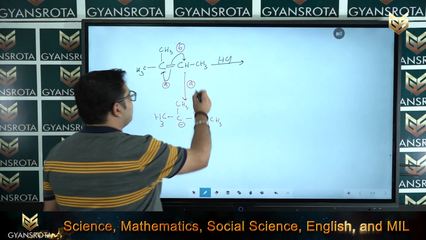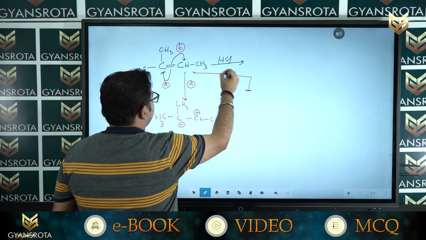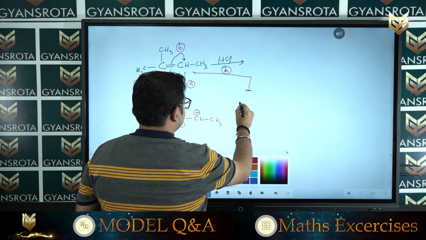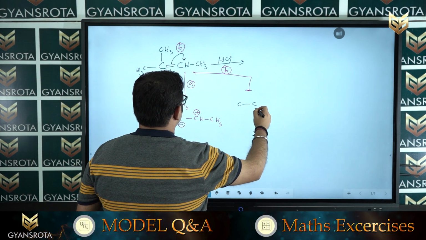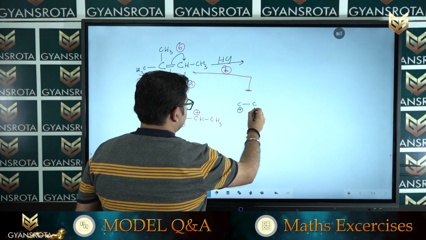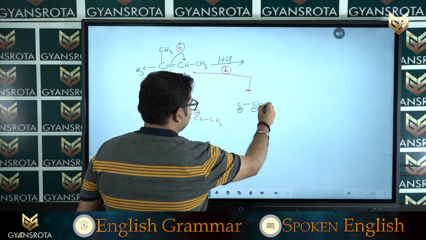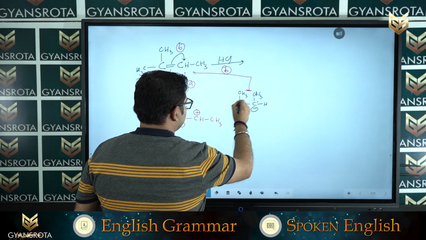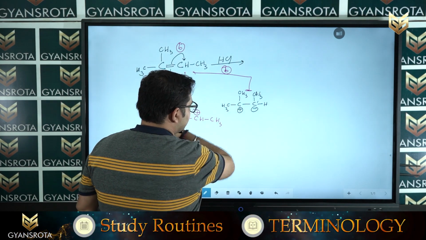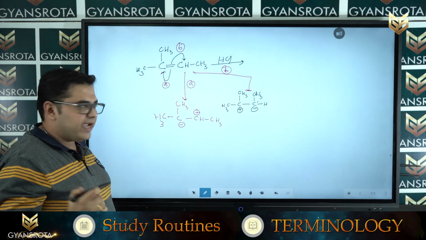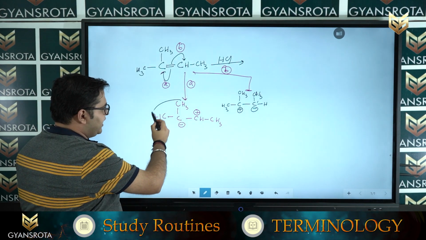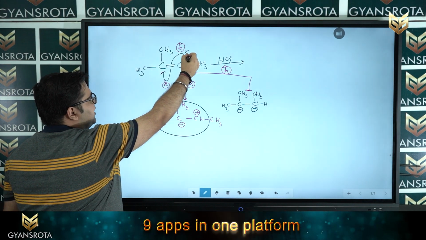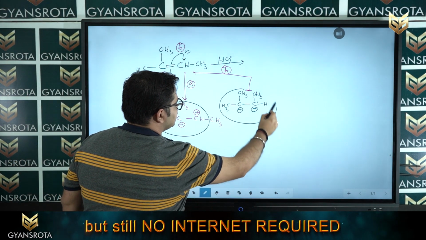And if I am going to follow the breaking of B, so if I am going to break according to A, we obtain this structure, and if I am going to break through process B, we obtain this structure.